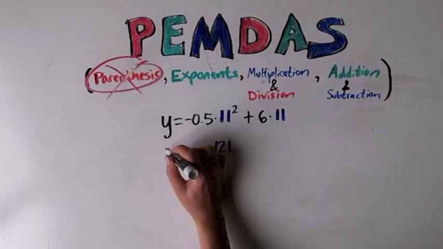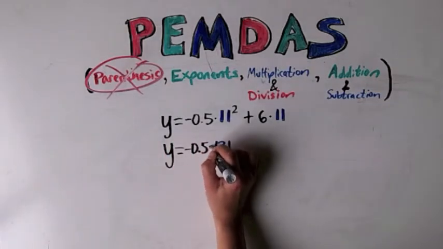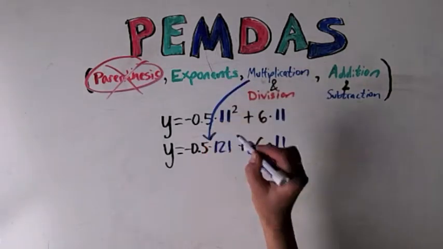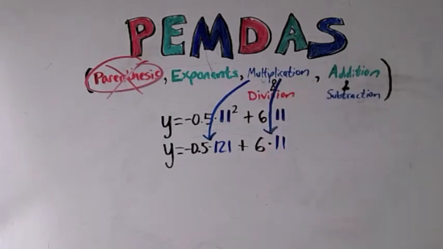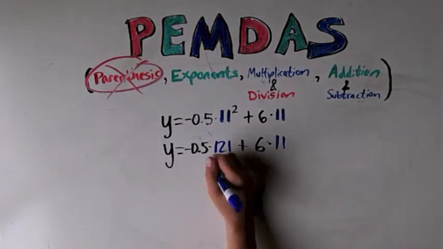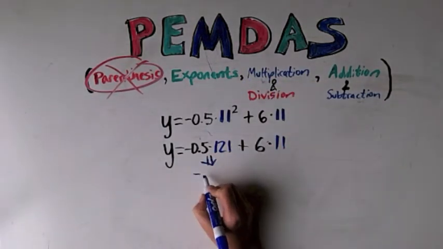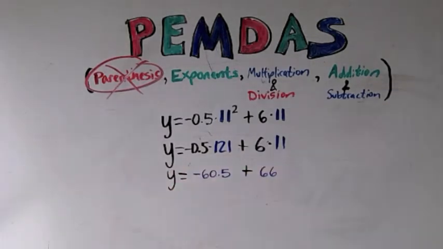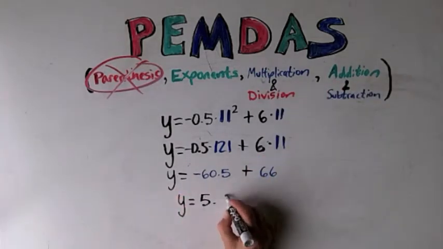The next operation to perform is multiplication and division. In our problem, there are two places we need to multiply, negative 0.5 times 121 and 6 times 11. After multiplying, we will get y equals negative 60.5 plus 66. Finally, we add the remaining terms together to get an answer of 5.5 meters.